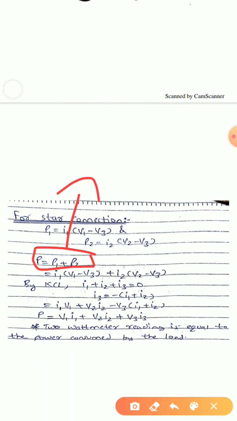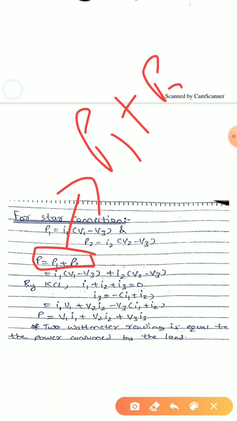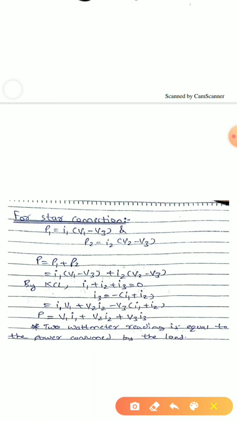So here if I am using only 2 wattmeters, that clearly means that if I want the total power, I have to add the power from both the wattmeters. Now adding power from both the wattmeters, I'll substitute this in this formula. Now substituting that, I get I1 (V1 minus V3) plus I2 (V2 minus V3).